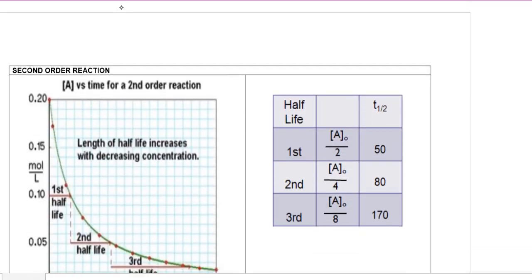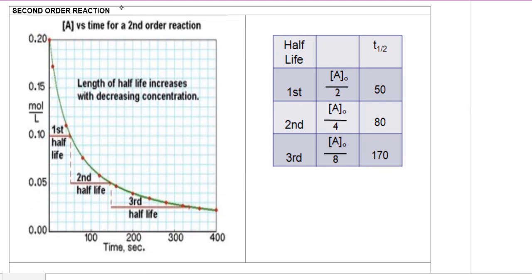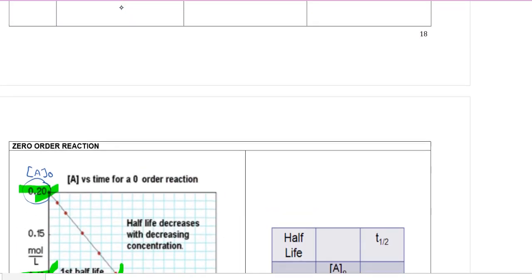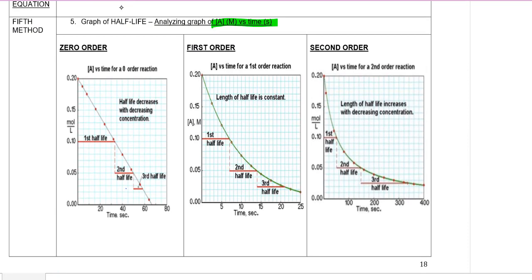For second order reaction, similar to before, you need to find several values of half-life, at least two. We can see that the value of half-life is increasing. If the value of half-life is increasing, it means that this is a second order reaction. As the summary, you can see here: zero order, half-life decreases. First order, half-life is constant, does not change. For second order, half-life will increase. So we plot a graph of concentration versus time, and we find several values of half-life, at least two.